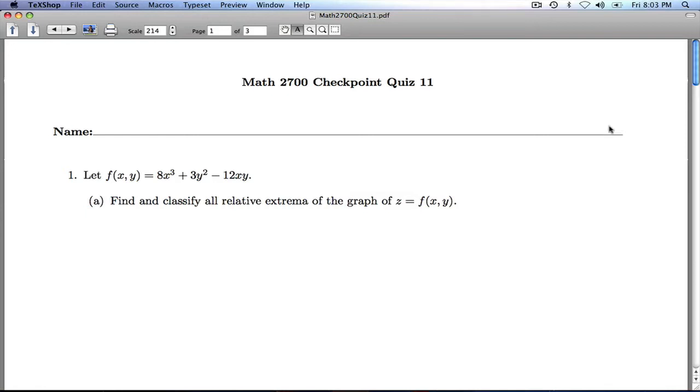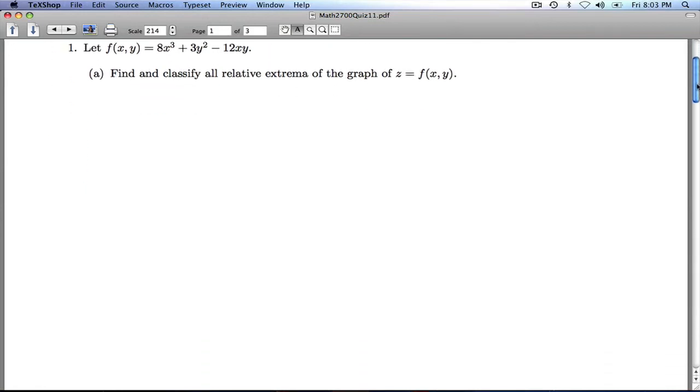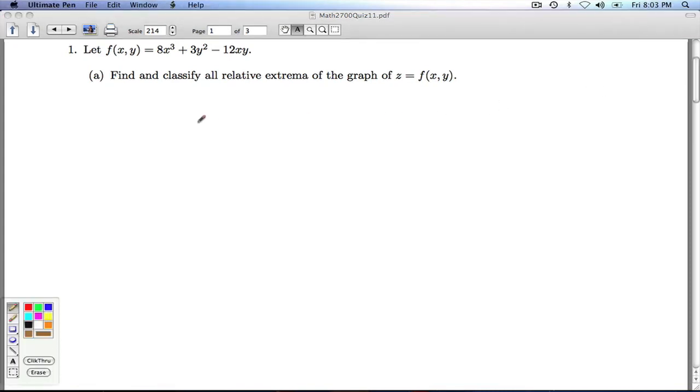Hi folks, this is Calc 3, Checkpoint Quiz 11. Number 1, we're given a function of two variables. We're asked to find and classify all the relative extrema.